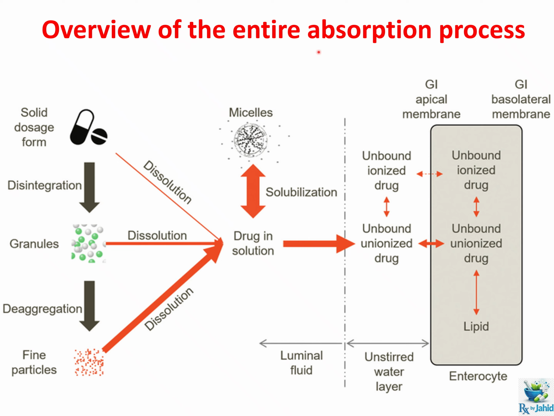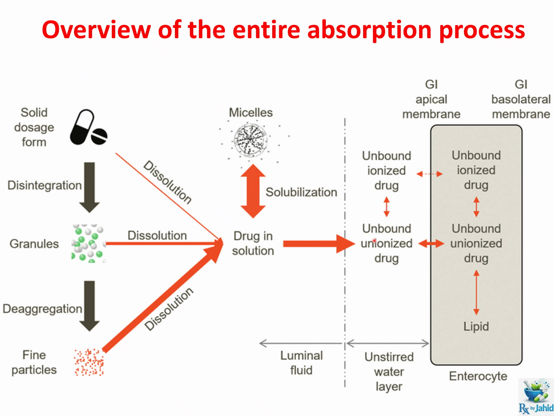This is the overview of the entire absorption process. This is the overall GI lumen, and these are the cells of the GI lumen, that is, enterocytes. Whenever we take any solid dose form like a tablet or capsule, it disintegrates, and after that the granules deaggregate to form fine particles. However, whatever the solid dose form, granules or fine particles, it will ultimately result in the drug in solution. That solution is then ready for absorption.